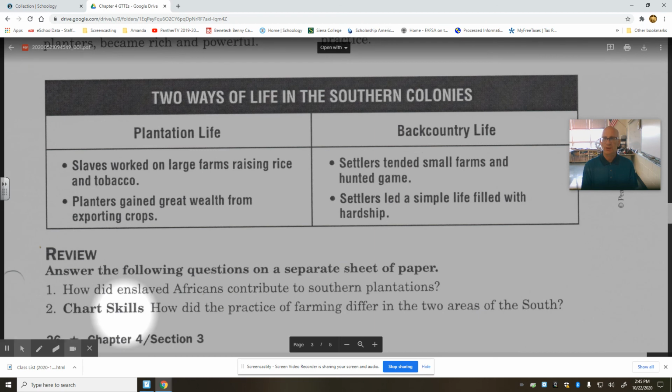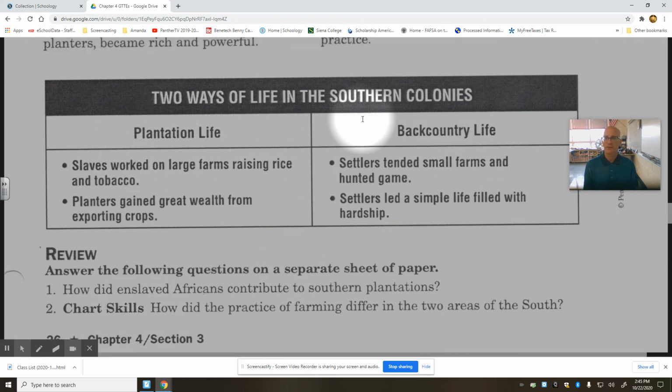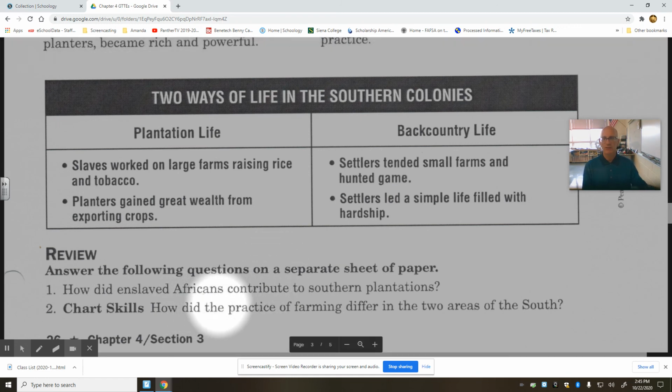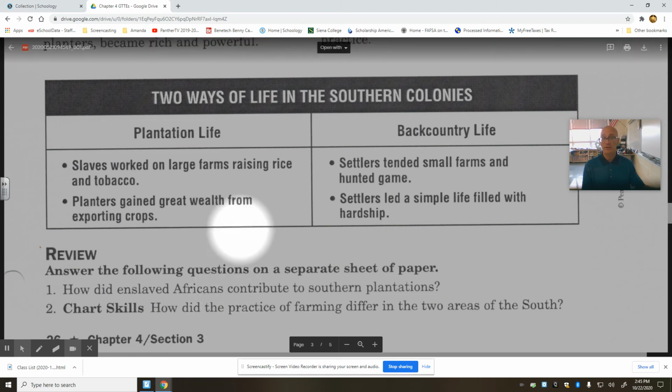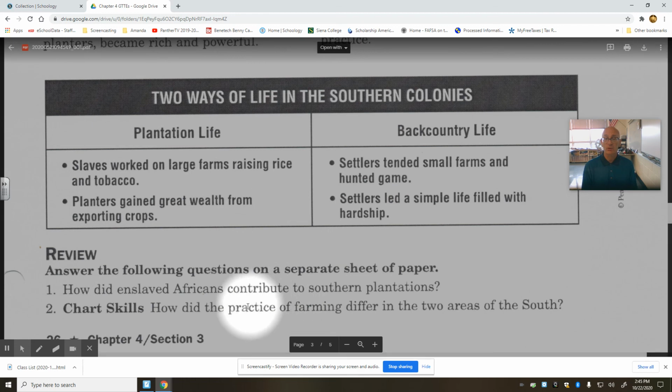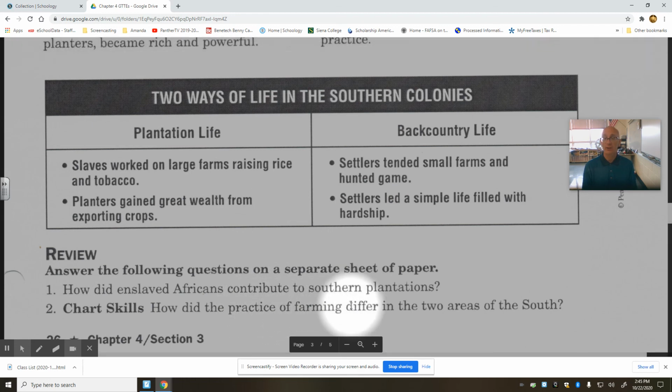And our chart skills question is going to rely on the chart titled Two Ways of Life in the Southern Colonies. The chart question asks, how did the practice of farming differ in the two areas of the South? What you're going to do is look at the chart, look at the two areas of the South that are discussed in the chart, and then answer the question: how was farming different in the two areas of the South?